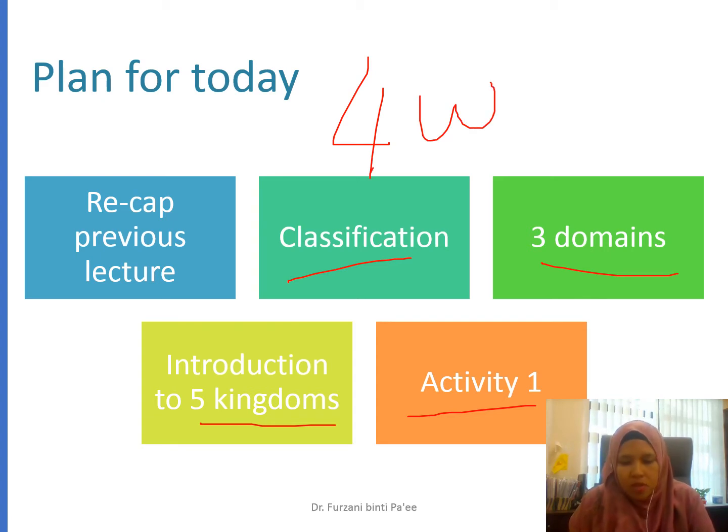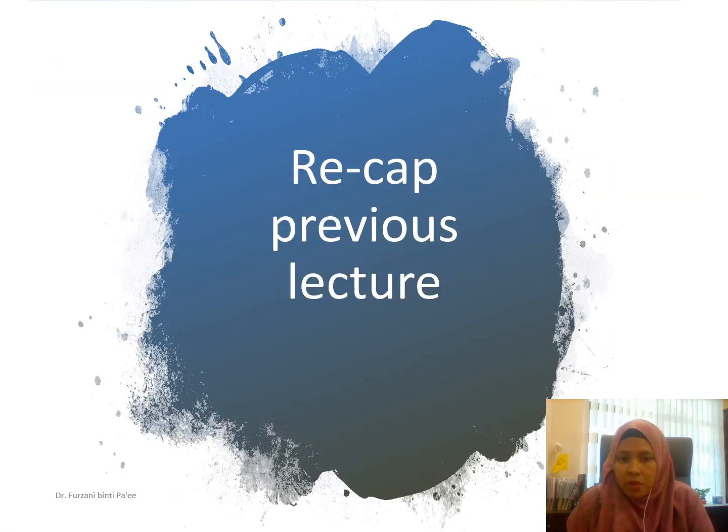Usually I will finish this chapter in 3 or 4 weeks, depending on the pace, the understanding, and also if there are new stories or new knowledge to add, then it will be longer, but it won't be longer than 4 weeks. So the first one is to recap our previous lecture, which is on chapter 1. If you still remember, everything we learned about cells, the 2 types of cells, which are the prokaryotic and the eukaryotic cells.